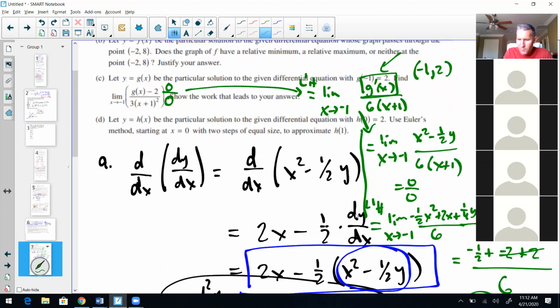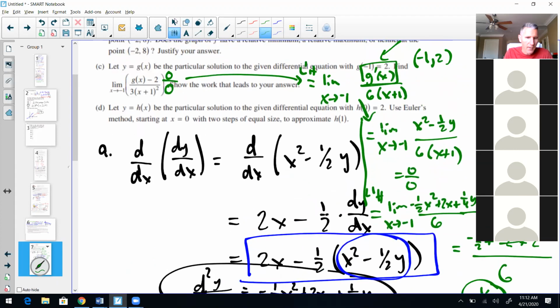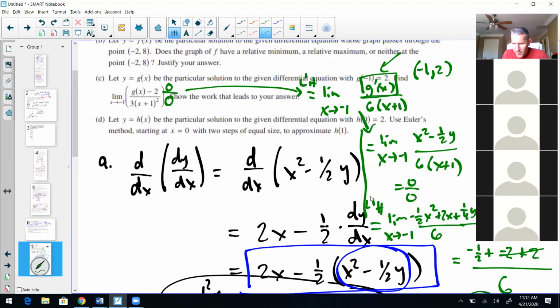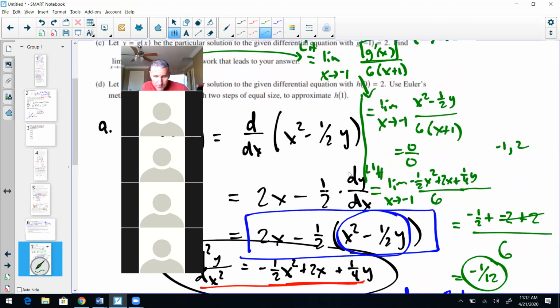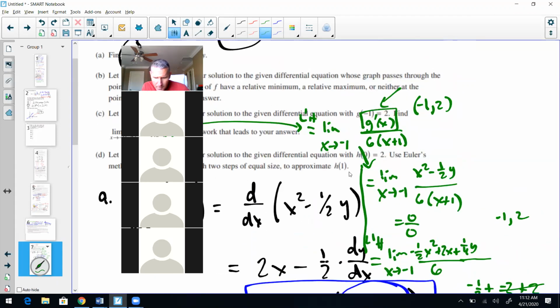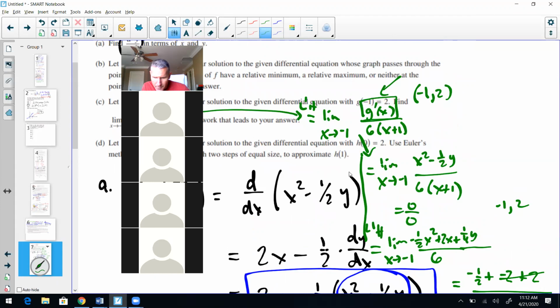Okay, so that's what we got going on there. I think you messed up somewhere because the answer was -1/3. Oh, I didn't see it, bummer. Let me see what I have going on. Second derivative. -1/2.